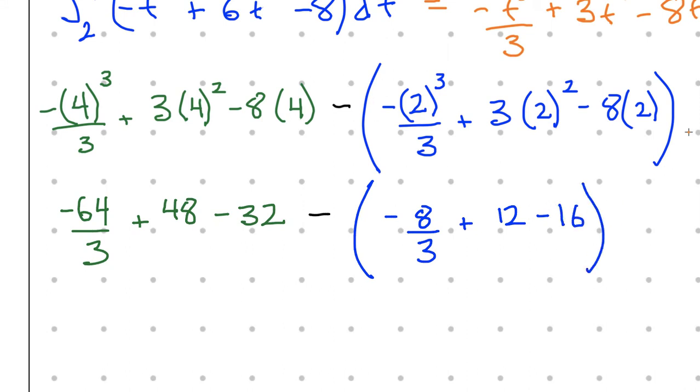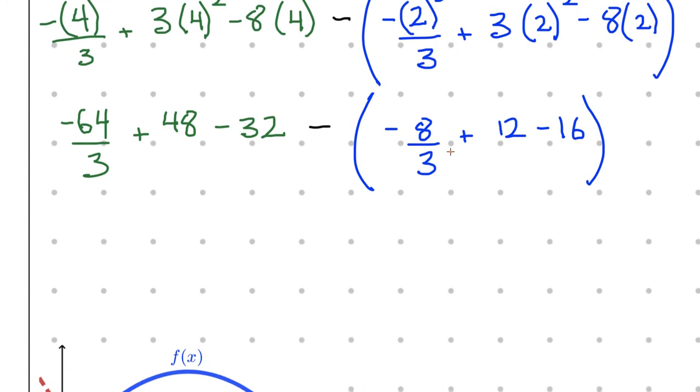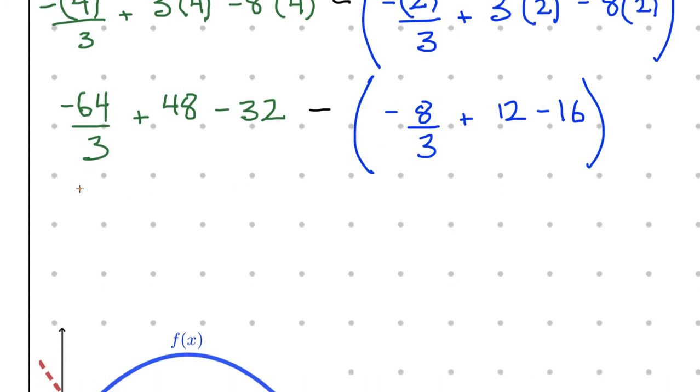Gio, keep simplifying, please. Let's distribute the negative right now, Gio, before you make a mistake. So that's going to be positive 8 over 3, negative 12, and then positive 16. Perfect. All right, let's get those things with 3 in their denominators dealt with first, because maybe the denominators will go away.